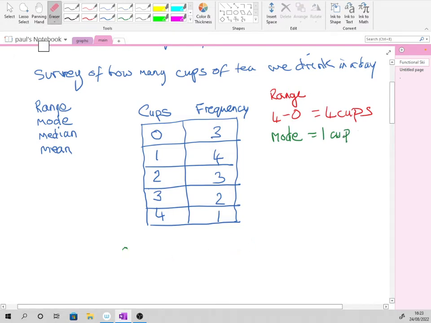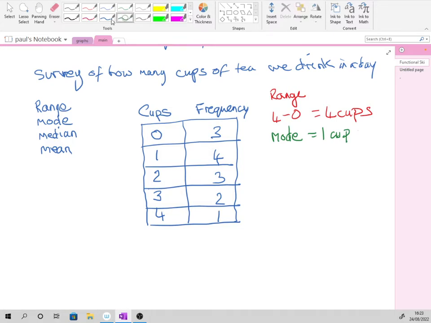Now, what we've got to do now? Now we're going to do the median. Now the median is the middle value. So what we need to do is count how many we've got. So count all the people in the survey. So 3, 7, 8, 9, 10, 11, 12, 13. So that's 13.